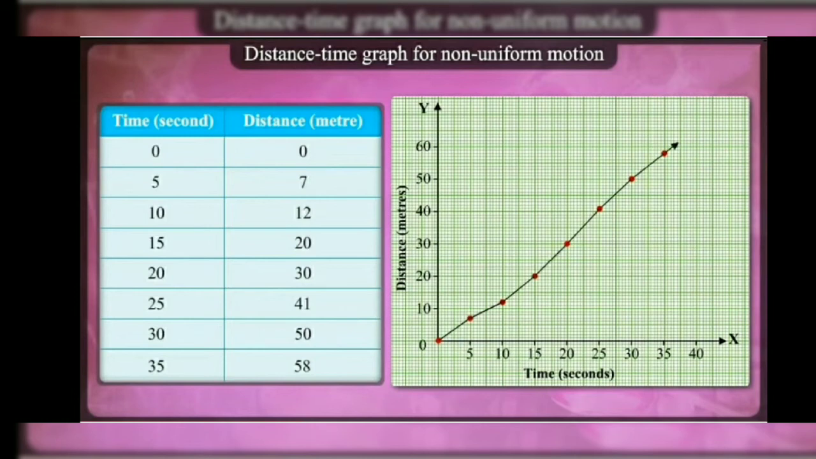Understood, children? Understood the topic, how we plot the graph of distance time for non-uniform motion? Okay, good.